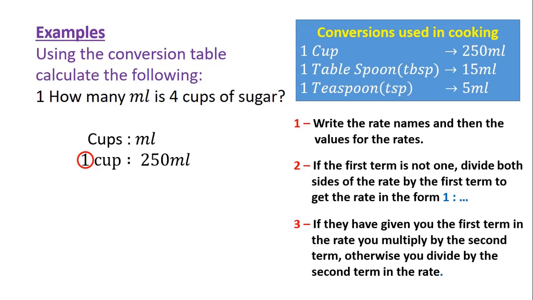So they want 4 cups of sugar, so it's 4. Now we're going from cups to milliliters. They've given us 4 cups, we want milliliters, so we're going from cups to milliliters, and so we times. And what do we times by? Well, it's 250 milliliters. Then that equals 1000 milliliters. That means that 4 cups of sugar is 1000 milliliters of sugar.